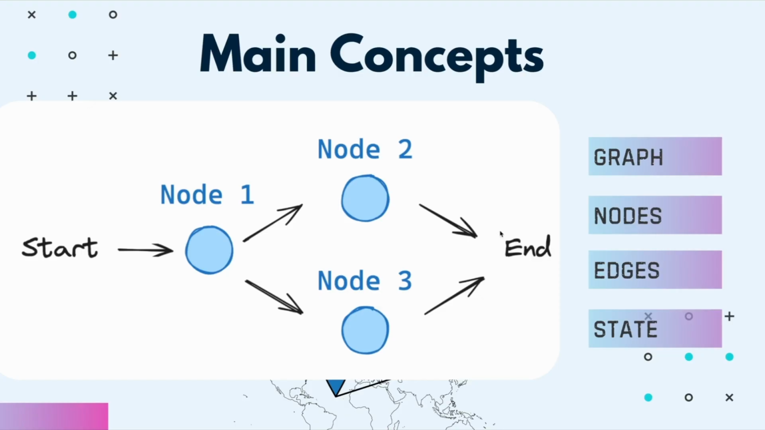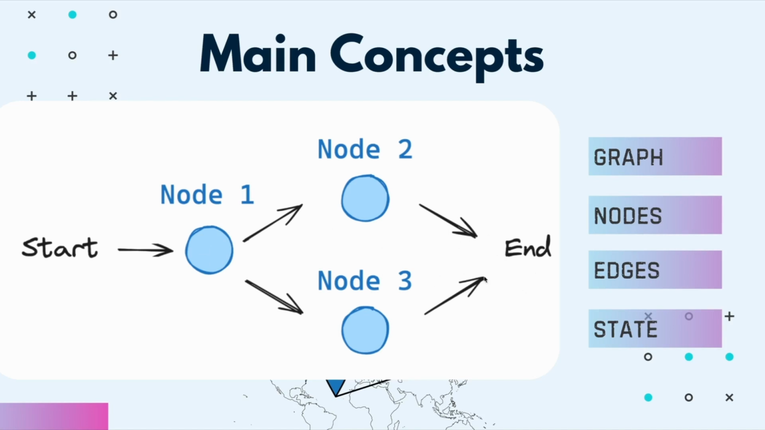Let's start with explaining the main concepts of LangGraph, with the first concept, graph, which is the concept that the whole LangGraph is based on. Think of the graph as the workflow that connects the user's question to the AI agent's response. You can think of it as the thought process of the AI agent.